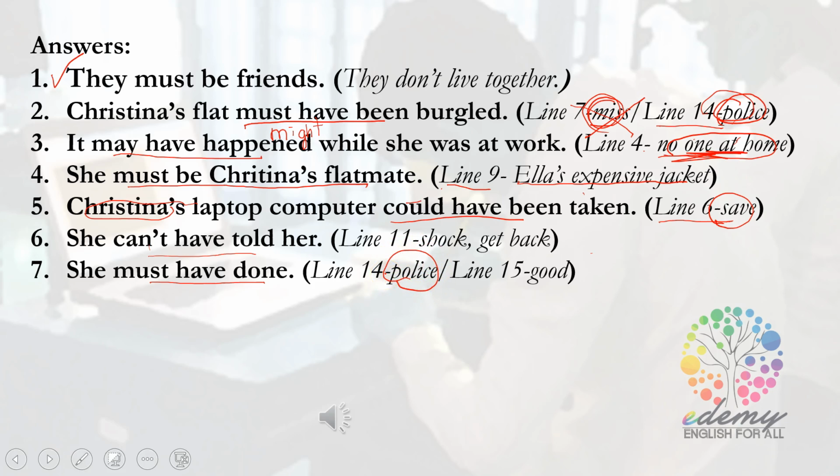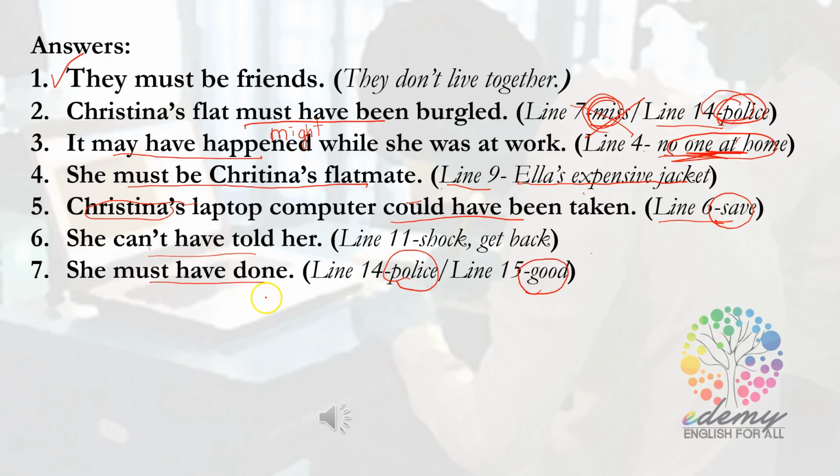And line number 15, Rachel also said, okay, good. So good is another clue word. Imagine the situation. Rachel asked Christina, have you called the police? And then Christina responded, and then Rachel said good. So it means this is a positive answer. So the answer is that she must have done it.